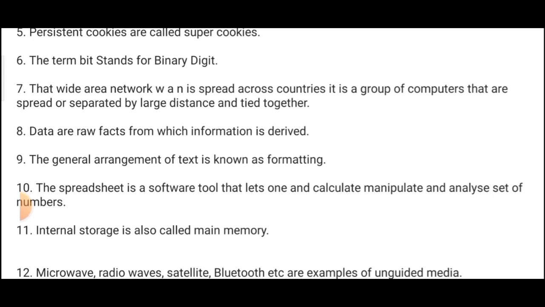Then the wide area network, or WAN, is spread across countries. It's a group of computers that are spread over or separated by a large distance and tied together. It means it is one of the largest communication areas in computer networks, where millions of computers are connected to each other across millions of miles of distance. Suppose two people are connected via a wide area network, so that they can talk to each other with the help of the internet. So this is a very good example of WAN.